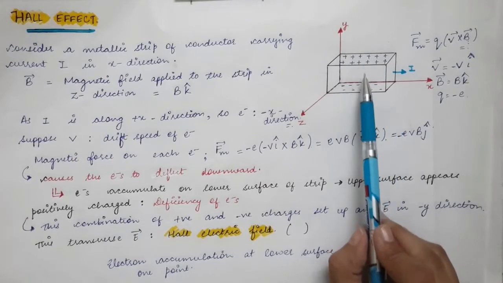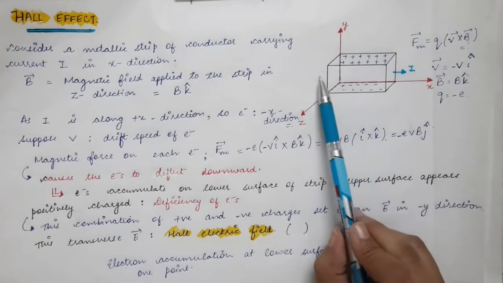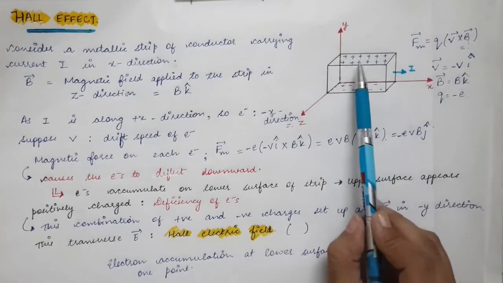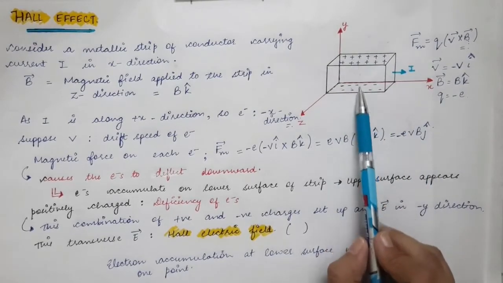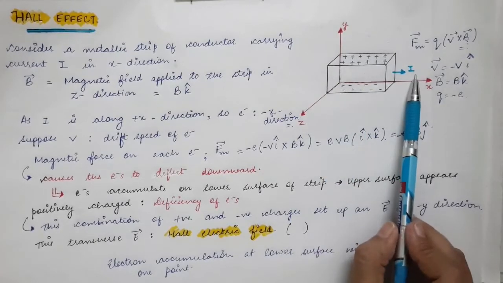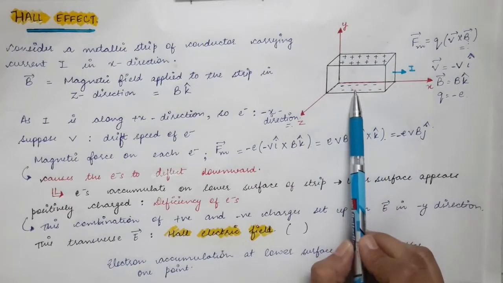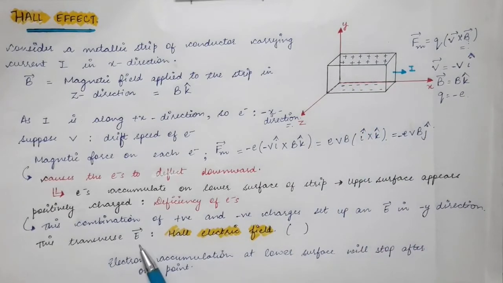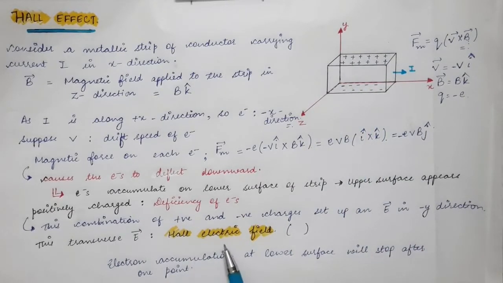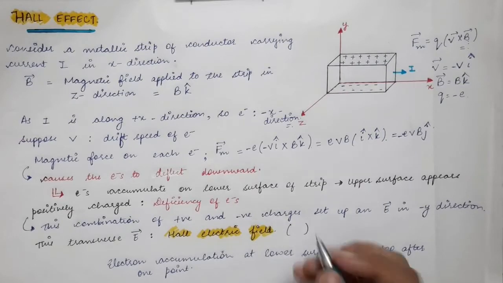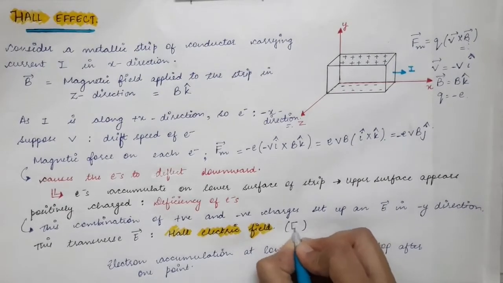And this transverse electric field, so the current is flowing in the horizontal direction and the electric field is set up perpendicular to the flow of the electrons or flow of the current. So this transverse electric field is known as Hall electric field, and it is denoted by E_H vector.